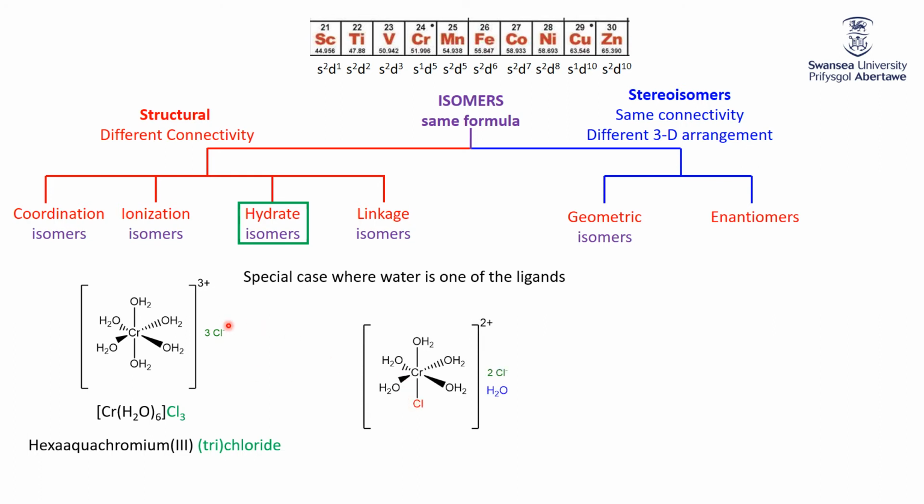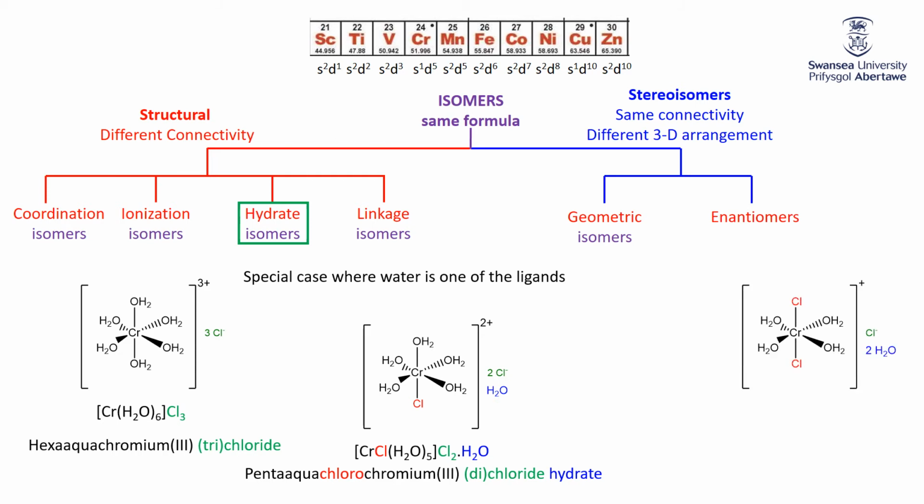Now let's switch one of those waters for a chloride. Okay, so now the cation is no longer 3+, it's 2+, because we got an anionic ligand in there. One of the waters has gone to the secondary coordination sphere, so this is going to be pentaaquachlorochromium(III) chloride, and then you say the hydrate because that is a water that is associated with the whole species. It's in the secondary coordination sphere, and then we can do another one.